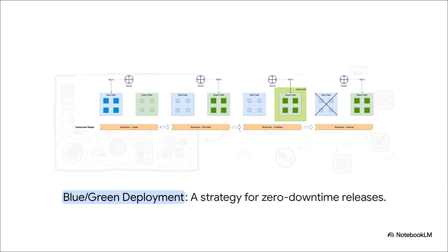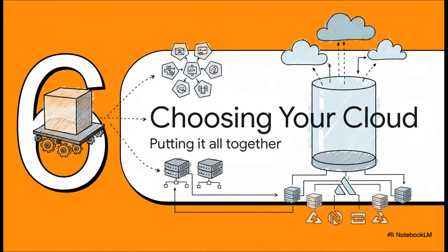So imagine your current version, the blue fleet, is live and serving users. You can deploy the new version, the green fleet, right next to it in the exact same environment. Once you're sure the new version is working perfectly, you just flip a switch at the network level and all the traffic starts flowing to green. The result? Absolutely zero downtime for your users. And if something's wrong, you just flip the switch right back. It's amazing.